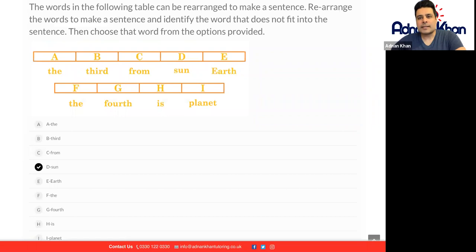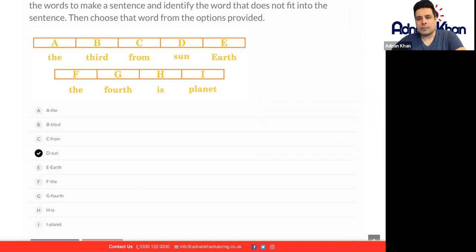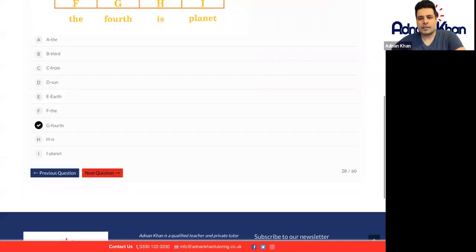Let's have a look at this and let's try and contextualize this question in our heads and run it over a few times. That's the best thing to do. So I would say in this case, the Earth is the third planet from the sun. The Earth is the third planet from the sun. So the answer in this case is going to be G, which is fourth, which doesn't quite materialize in the sentence, and that will be our answer.